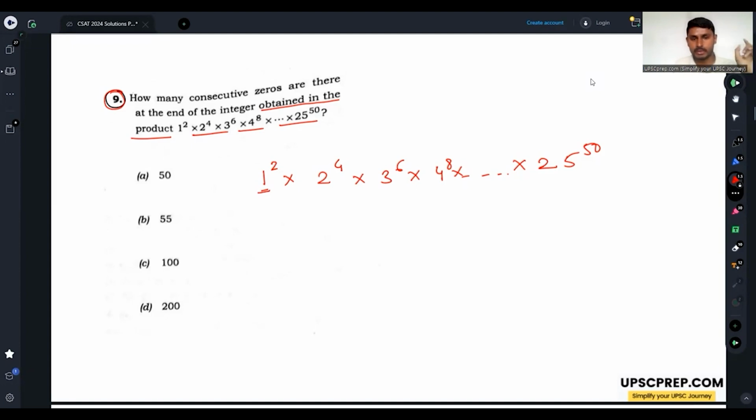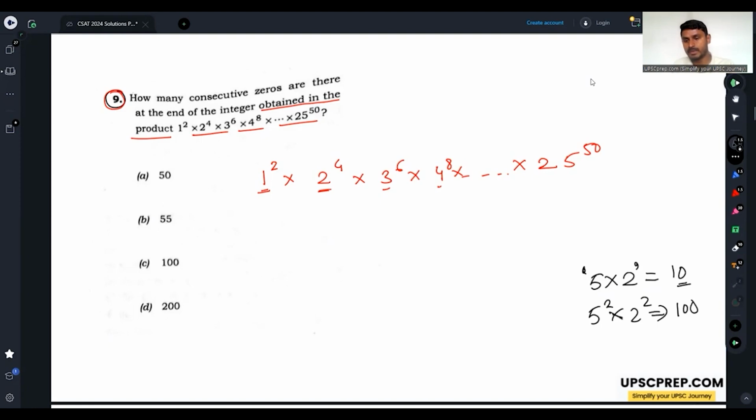Like the power of 1 is 2, the power of 2 is 4, the power of 3 is 6, the power of 4 is 8. Okay, so this is the logic. The power of 25 is 2 times 25, which is 50. Okay, we have to find the total number of zeros at the end. So how is the total number of zeros at the end decided? The simple logic behind it is that 5 into 2 is 10, right. So if you get just a pair of 5 and 2, you will get one 0 at the end. Let's say if I make 5 squared into 2 squared, this will become 100.